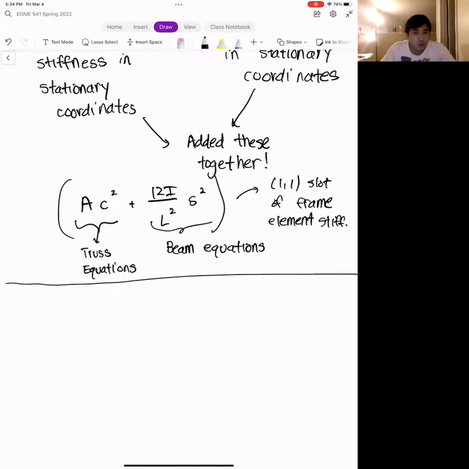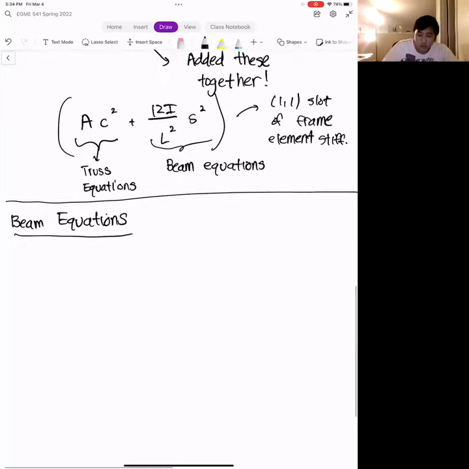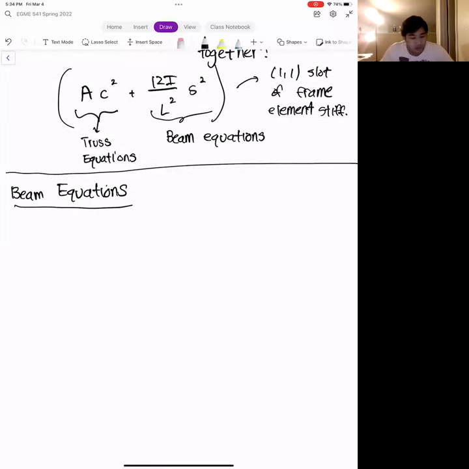Okay, so now let's go over beams. Okay. And so it kind of seems like we're going backwards, because we just talked about frames that have beam deformations, but now we're talking about beams themselves. Okay, and so beams are structural elements that exhibit transverse deformation as well as rotations.